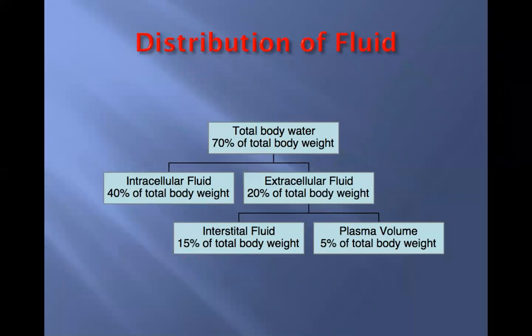In another scheme, the total body water consists of about 70% of total body weight. This 70% is divided into intracellular fluid, 40% of total body weight, and 20% for the extracellular fluid. This 20% is further subdivided into 15% of total body weight for interstitial fluid and 5% for the plasma volume.